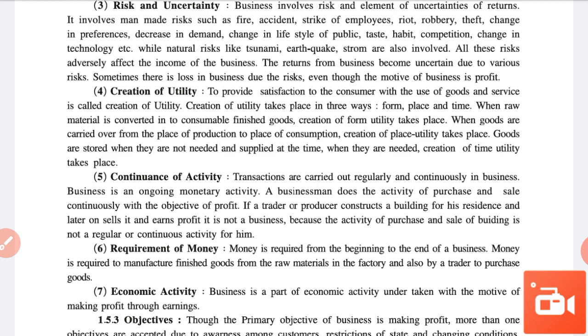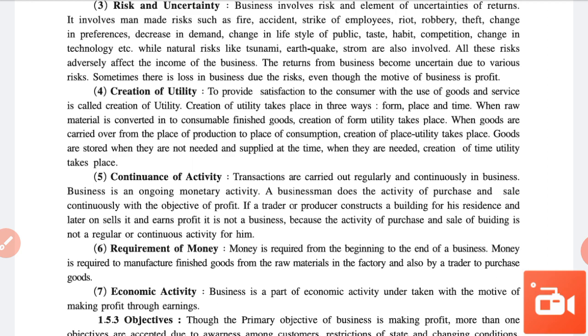In short, if raw material is converted to finished goods, it is called creation of form utility. When goods are carried from one place to another place, it is called creation of place. And when goods are held back when they are not needed, and the need for goods arises and goods are supplied at that time, that is called creation of time utility.